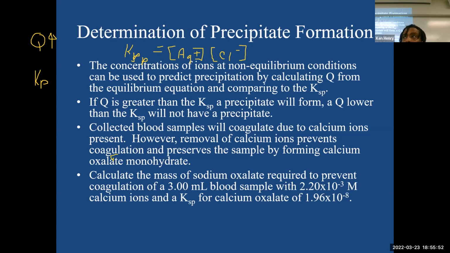Okay. So if Q is greater than the value of KSP, that should be SP, not P, sorry, that basically means that we have more products. So if we have more products, what's going to happen? That's right, we're going to be producing more reactants. And then if Q is less than KSP, it's going to do the opposite. It's going to cause more of the solid to be made into ions.